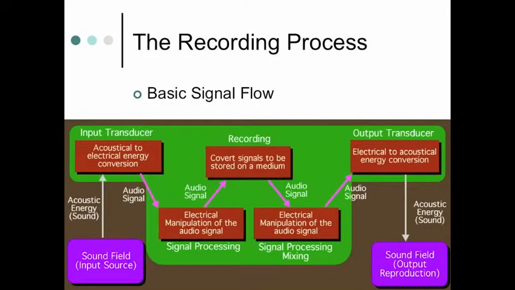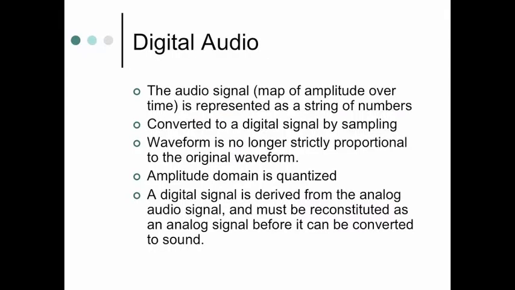So let's talk about the recording process for digital. Basic signal flow looks to be the same as what you'd have in the analog domain, where you've got a sound field, acoustic energy is turned into electrical, it's manipulated, it's stored, it's manipulated again, it's transduced, and then it's played back to analog to an air disturbance. Digital is quite a bit different than analog recording.